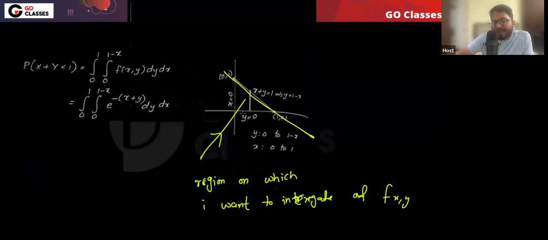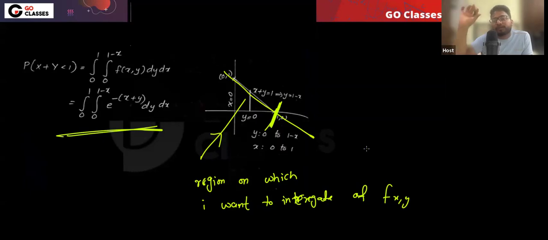And x also can't cross this one. So x is ranging from 0 to 1. This is the region on which I want to integrate. Understood? So this is the limit. The only part here which needs to be understood is the limit. Once you figure out the limit, the rest of the calculation is okay.